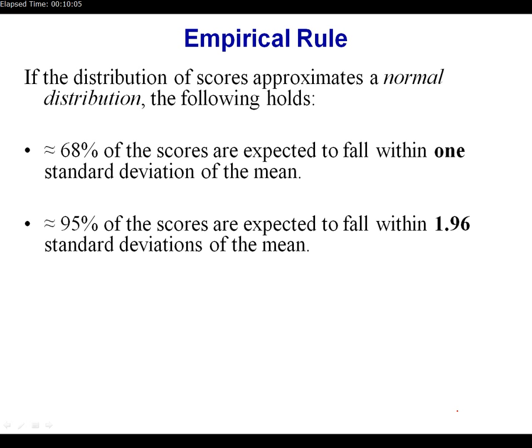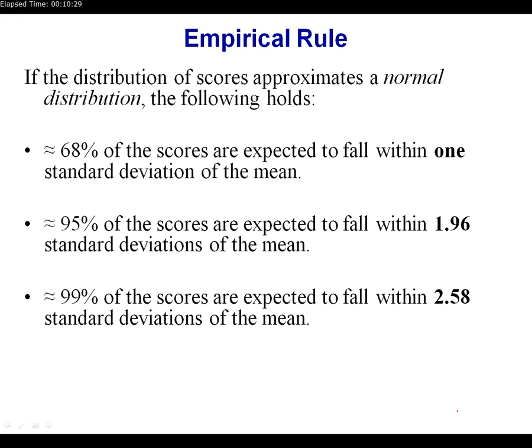Now, look at this. 95% of the scores are expected to fall within 2 standard deviations, 1.96, of the mean. So 95% of the people are going to have IQ scores no less than 2 standard deviations less or 2 standard deviations more than the mean. And 99% of the scores are expected to fall within 2.5 standard deviations of the mean. So what we're looking at is what's the standard deviation, and that's what we just figured out.